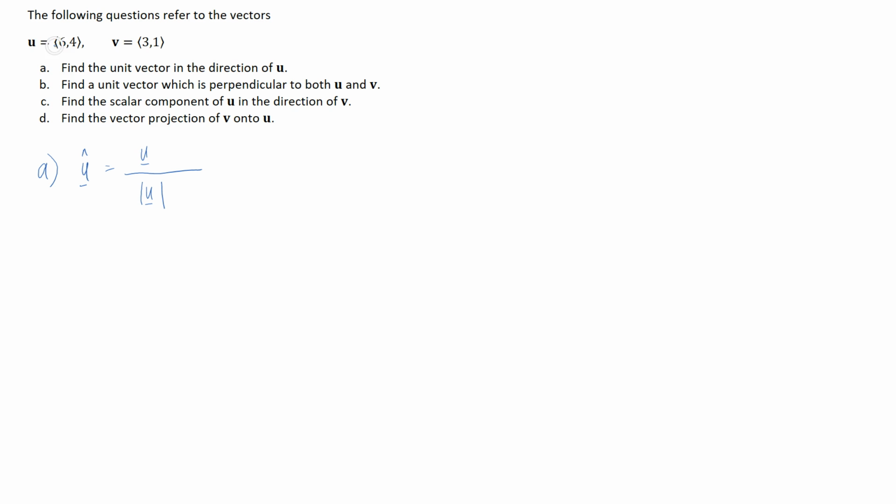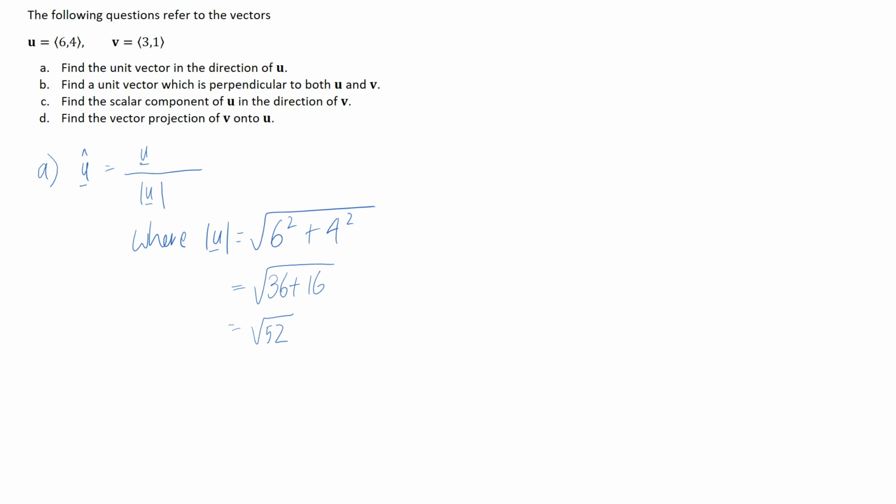So we've already got what the vector u is, we just need to figure out the magnitude, and we can get that by doing the square root of our components, which is 6 and 4. We square them and then add together, take the square root. So this is going to become the square root of 36 plus 16, which I believe goes to 52.